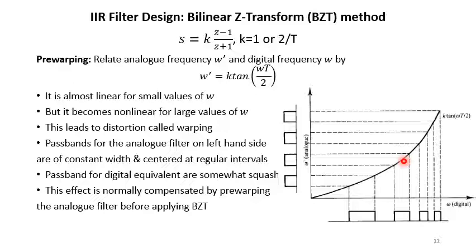Pass bands for the analog filter on the left hand side are of constant width, and centered at regular intervals. Whereas if you look at this one, you see the difference between this one and this one, the distance between them. That means the passbands for the digital equivalent are a somewhat squashed version. This effect is normally compensated by pre-warping the analog filter before applying the BZT.